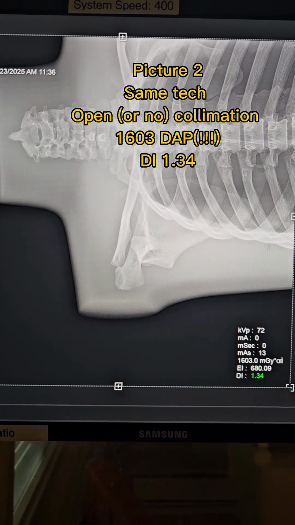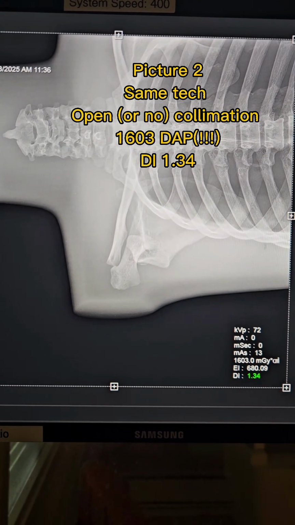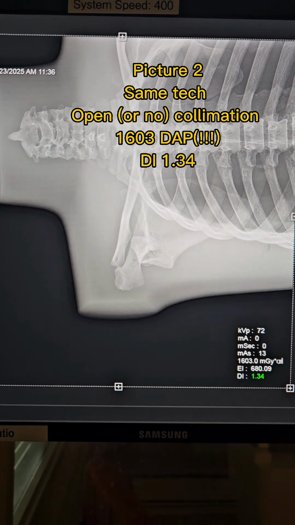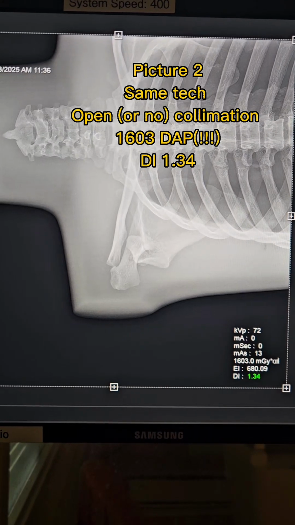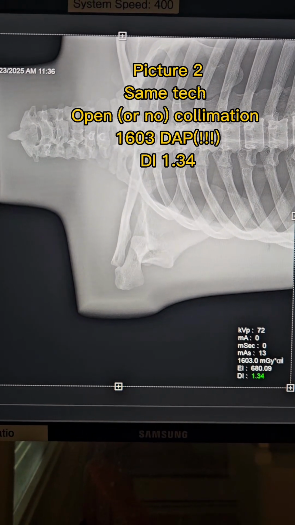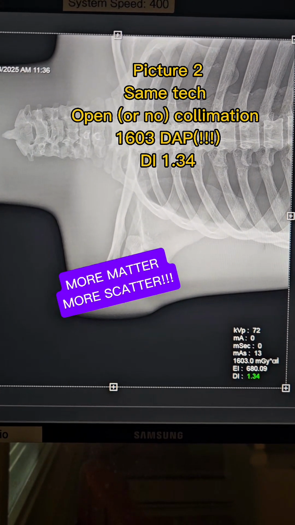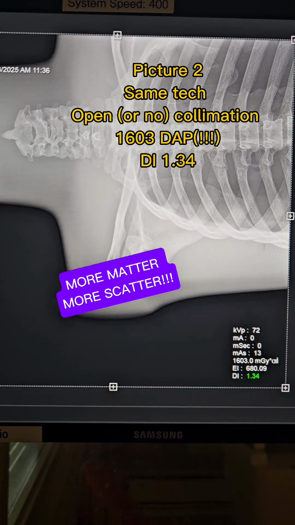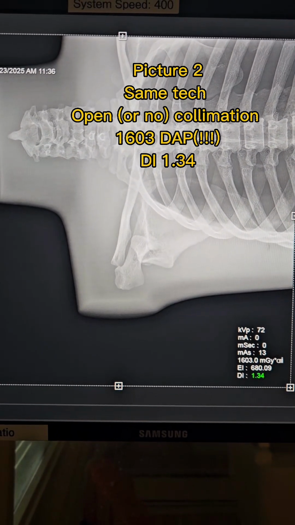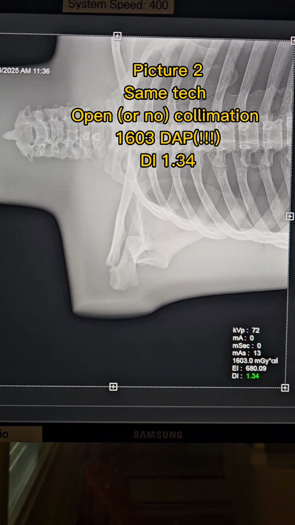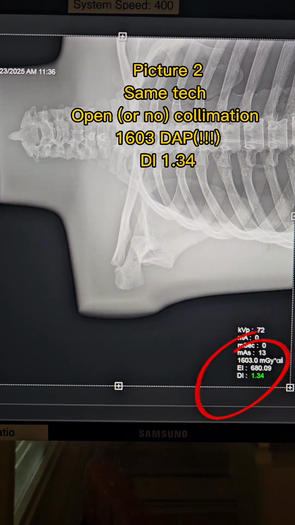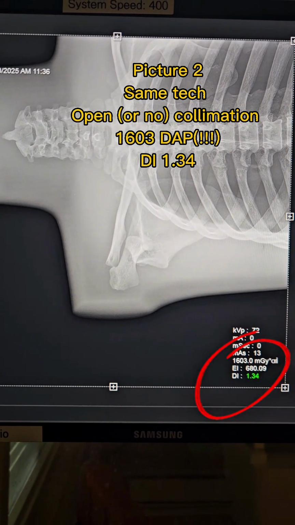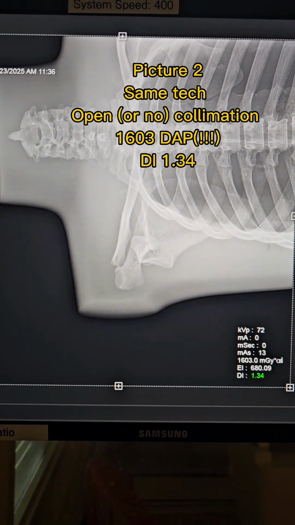How many of you have seen a tech who is unsure of their centering on a larger habitus person, so they just open their collimation completely? This is so bad. I always think more matter, more scatter. So a larger body part and more adipose tissue is already going to create a very gray image with a lot of scatter. If we open the collimation completely, we are now exposing that person to a larger amount of radiation and further reducing the contrast, making it even more gray.